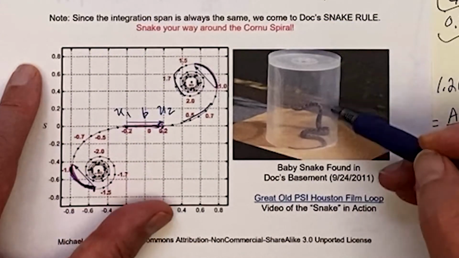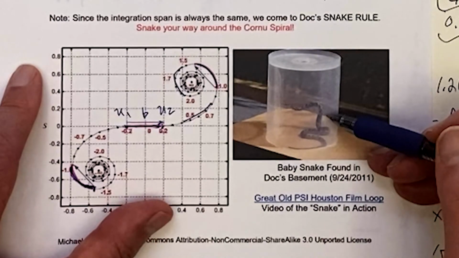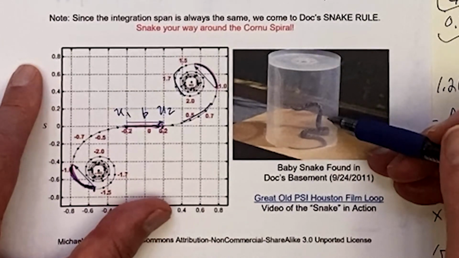And I call that snaking around. And there's a baby snake found in my basement years ago.